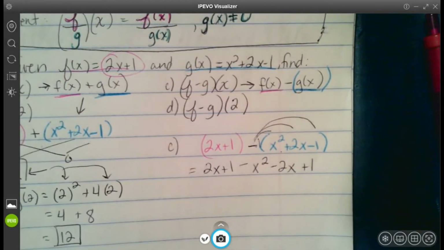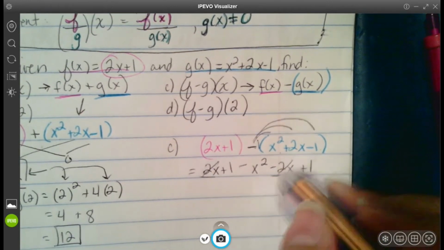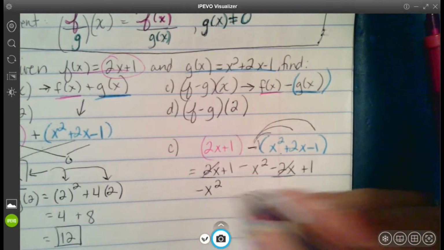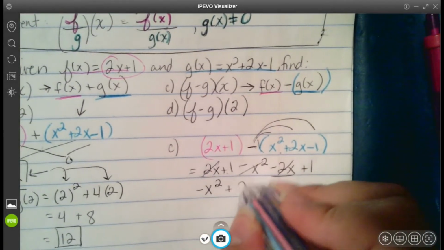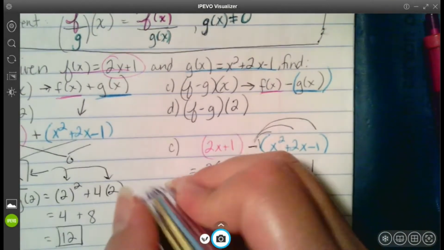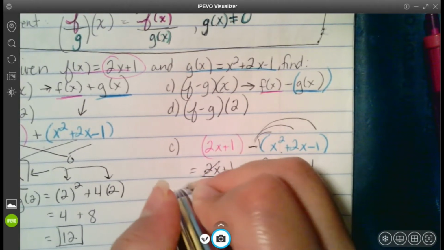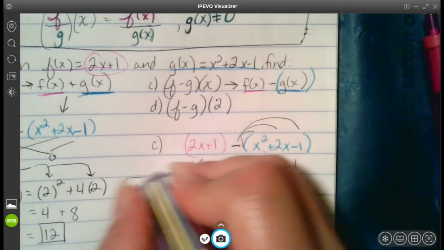You just have to combine like terms now. So we have 2x minus 2x, so there are no x's at all. We do have the negative x squared, so we can leave that there. And then we have 1 plus 1, which is 2. So f of x minus g of x, kind of small, I'm out of room, is equal to this right here.